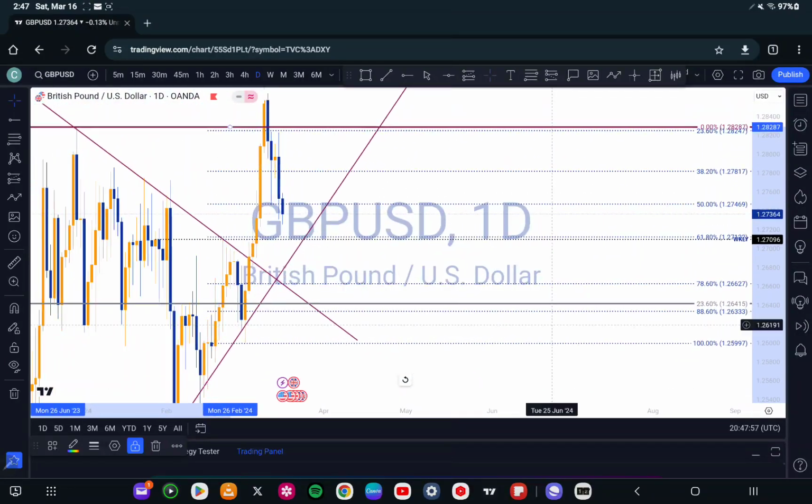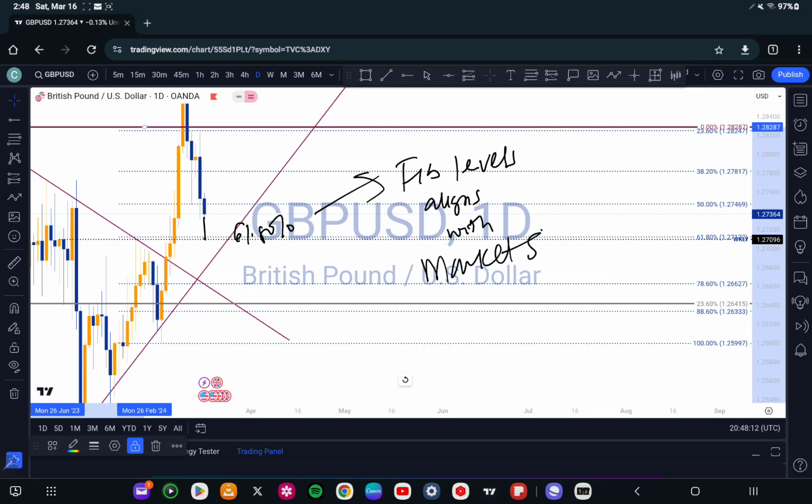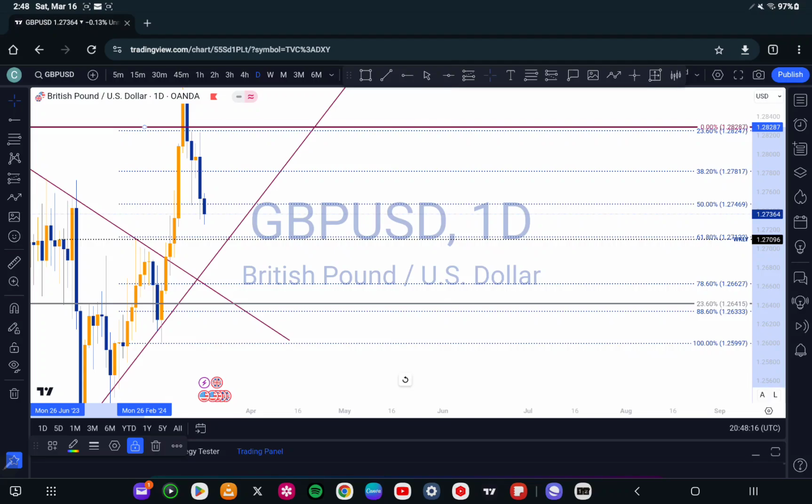So we can see that aligns with my negative 61.8% fib level, and that is why I say most of the time my fib levels align with market structure. Yeah, it does align with it most of the time.